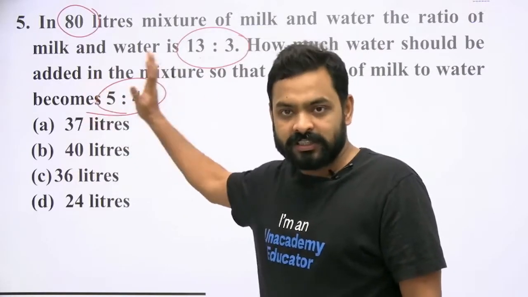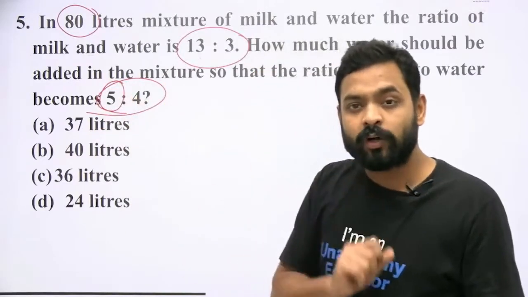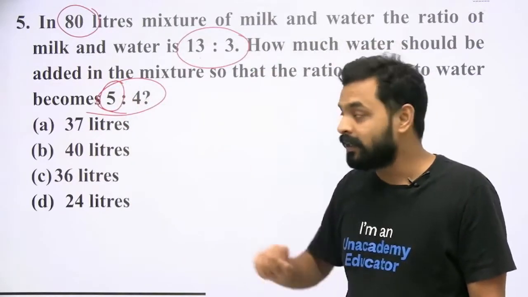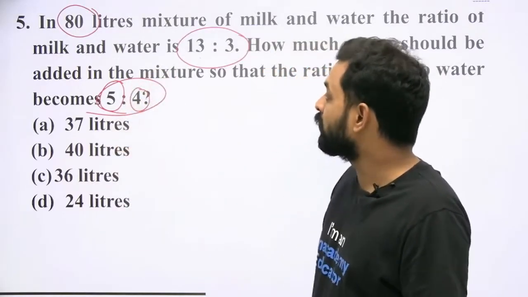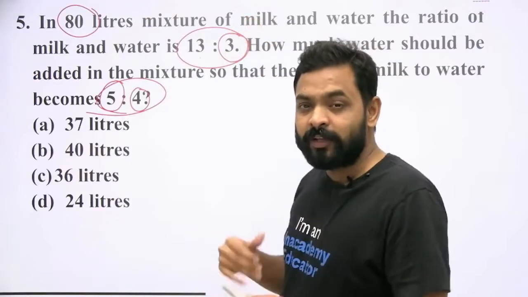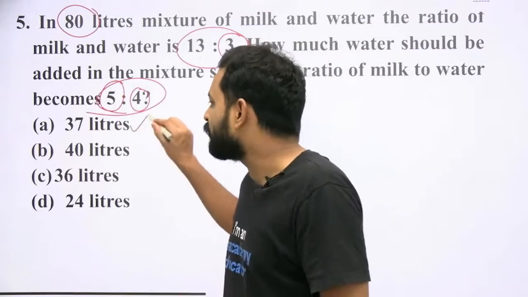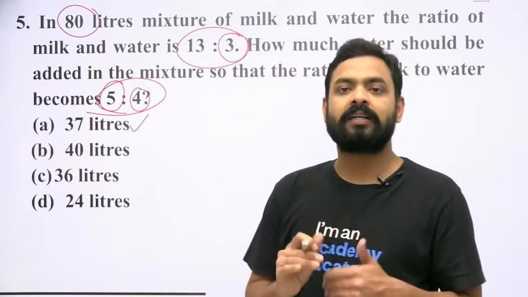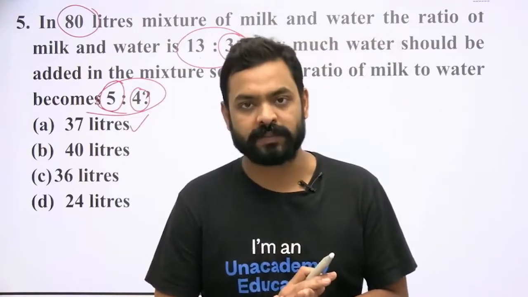See guys, 5 unit is 65, that is the unaltered amount. So 1 unit will be 13, and 4 unit will be 52. Now initially the water is 3 unit, that is 15. 15 plus what is equal to 52? 15 plus 37 is equal to 52. That's the mental way of solving it. Without even writing anything, you have solved this question, right?